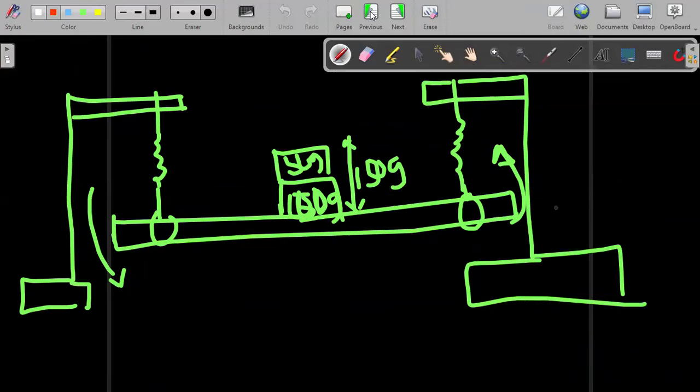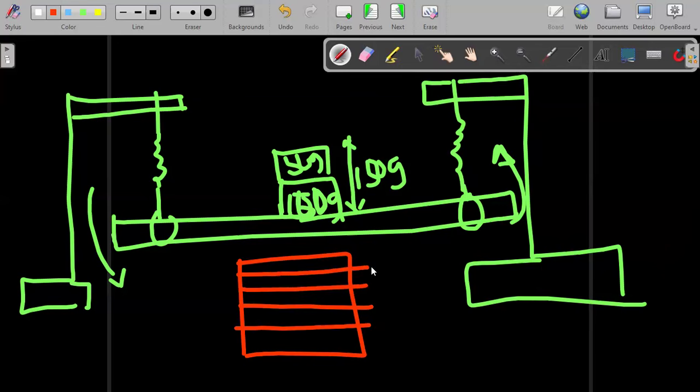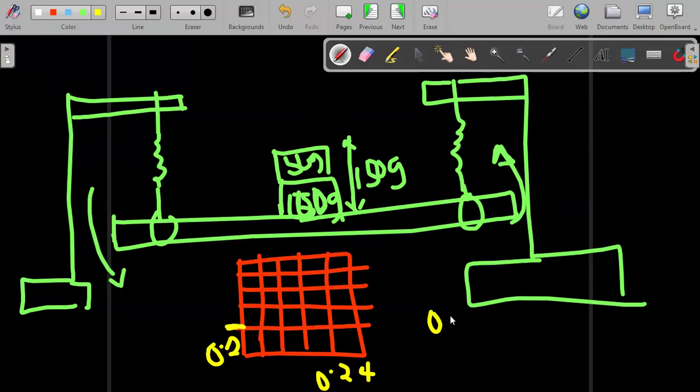Let me draw it somewhere else. Look at what we have now. 1, 2, 3, 4. 1, 2, 3, 4. So let's assume here is the 0.24. I'm looking for 0.21. Okay? And let's assume here is 0.2 now. So if I count this one, it will be 0.22. But what I want is 0.21. What I'm looking for is 0.21. You see that? So that means I cannot mark it here.